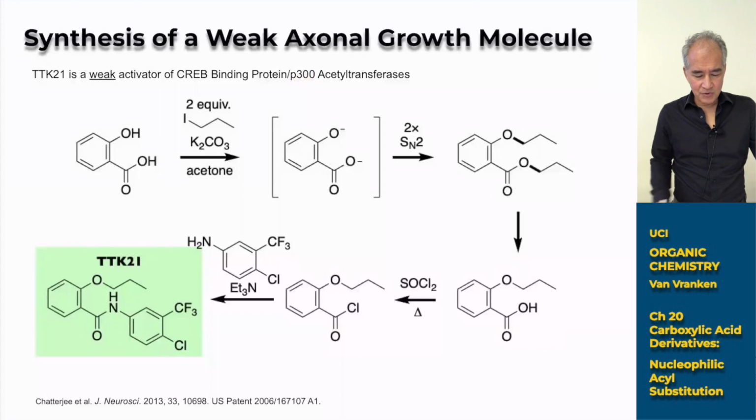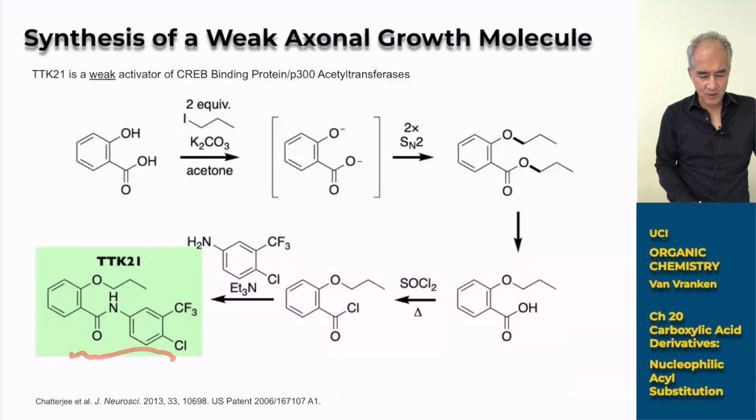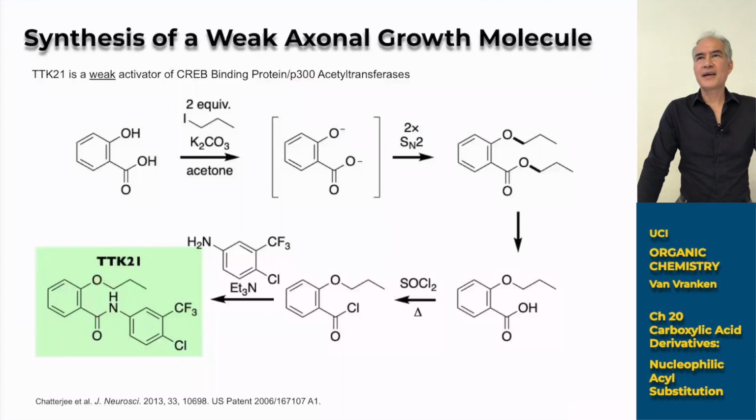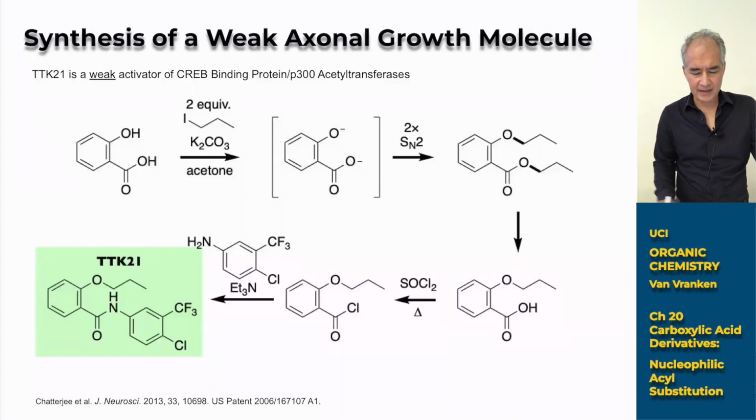But when you look at the chemistry behind the synthesis of TTK21, it's all about making ethers, making amides, and that's stuff you know how to do. You already learned in the first quarter of organic chemistry how to make ethers. You've learned already how to make amides and do functional group interconversions with carboxylic acid derivatives. So let's go ahead and take a look at the chemistry behind this.